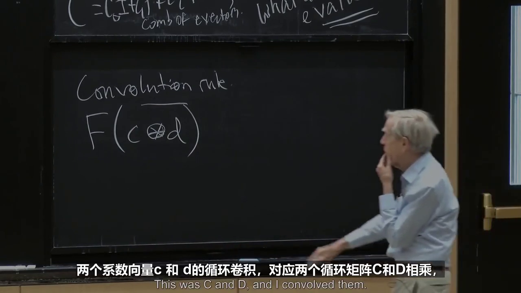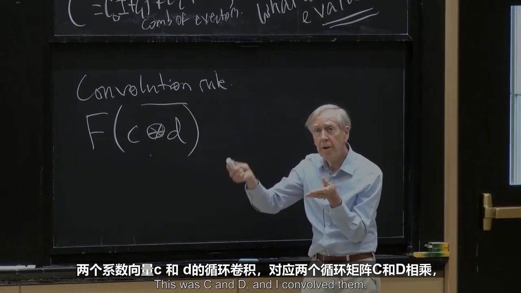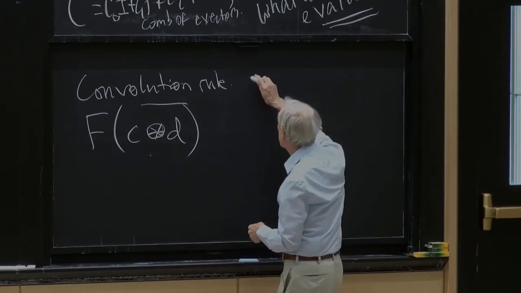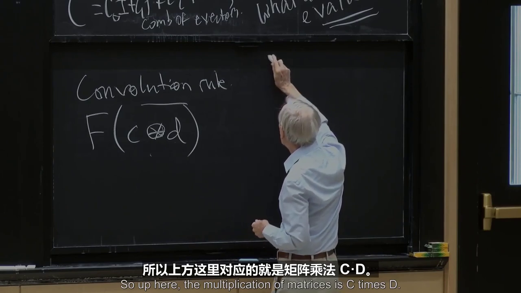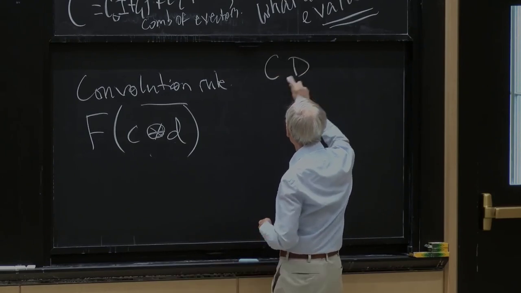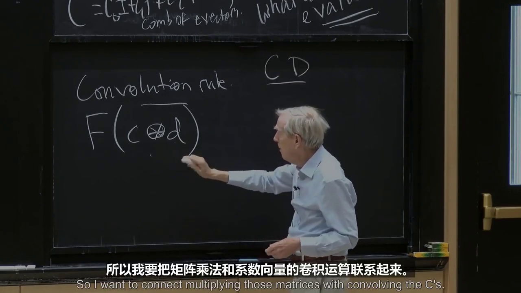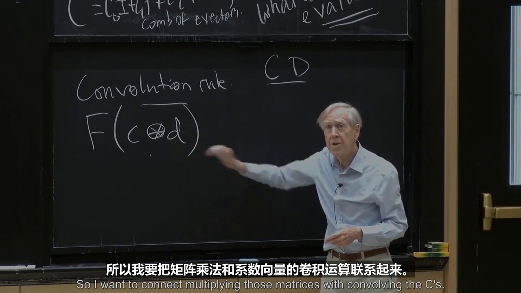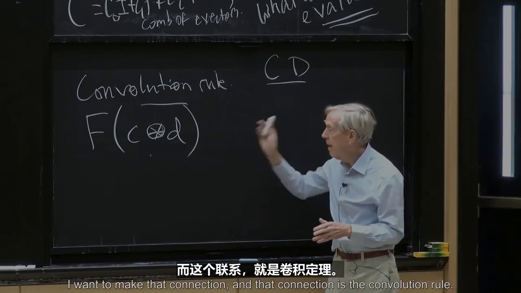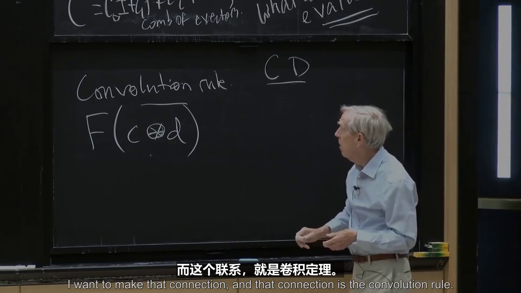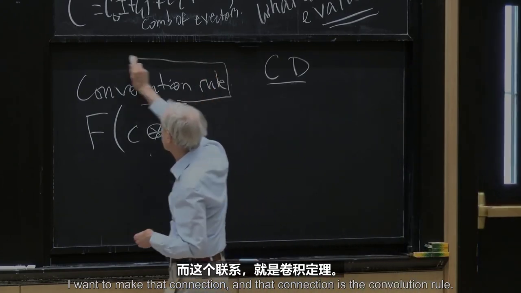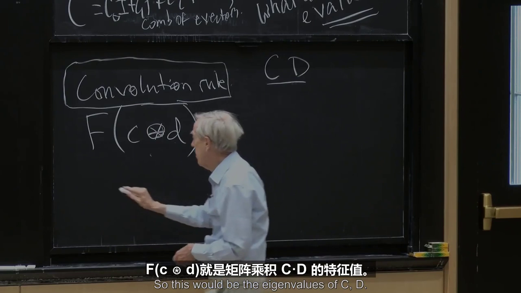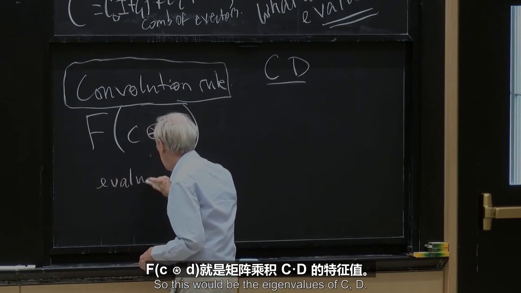So I got another circulant matrix. So up here, the multiplication of matrices is C times D. I want to connect multiplying those matrices with convolving the c's. I want to make that connection. Right. And that connection is the convolution rule. Okay. So this would be the eigenvalues of CD. Let's just pause.